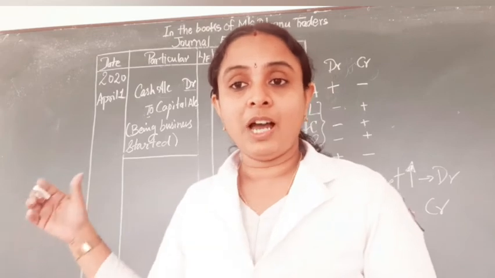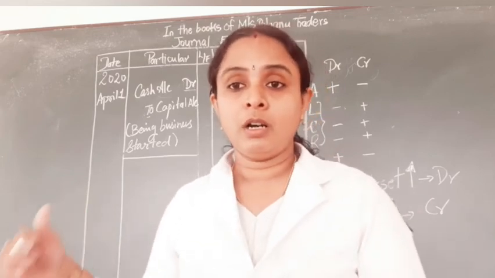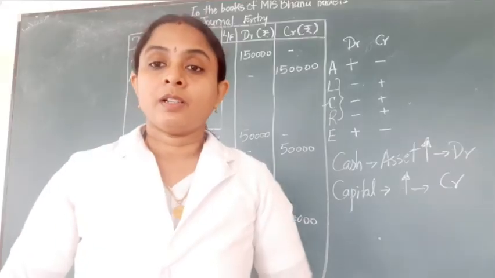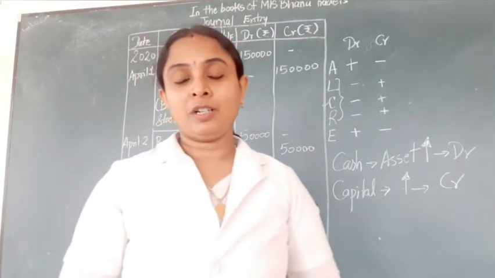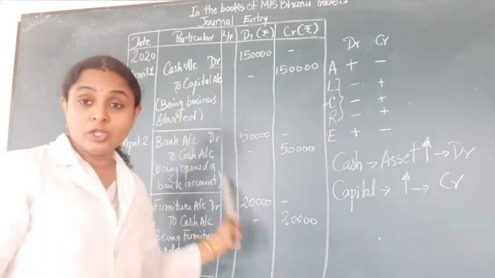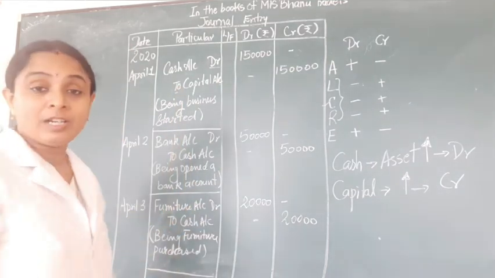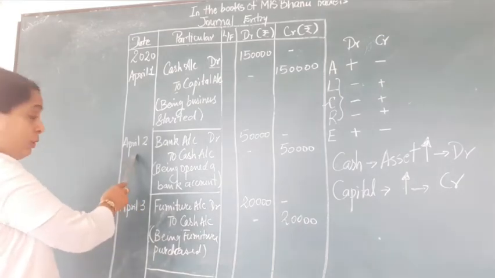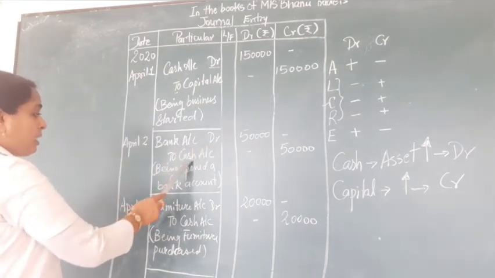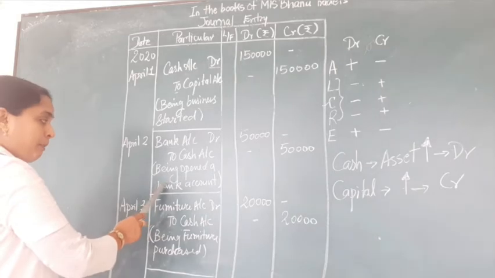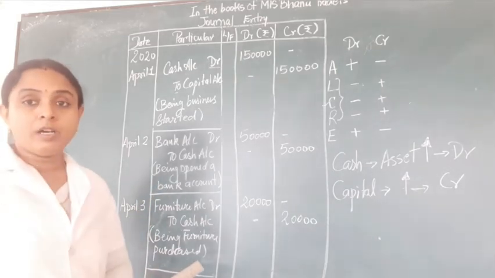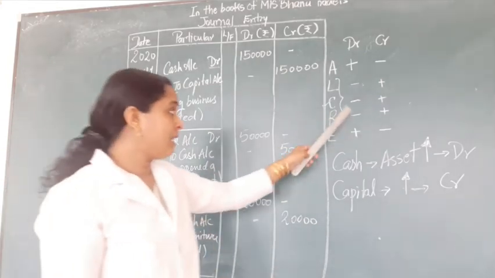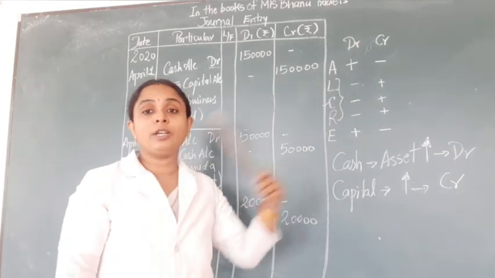In the same way, I am going to pass the remaining journal entries looking at the transactions. So children, I have passed the journal entries looking at the transactions. On the first, April 2, bank account is debited to cash account. Bank account has been opened. So in your business, the cash is going out. So there is a decrease in your cash because cash is going to the bank.